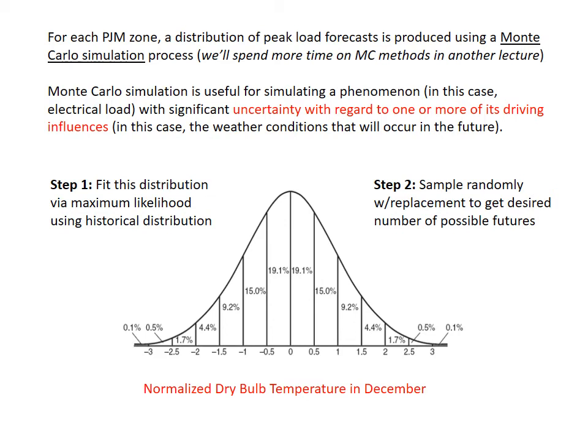But we do know that over the last 20 years, we have all this data about what temperature has been in December. We can put all that data together and come up with a probability distribution, something that has a mean and a variance. Then in step 2, we can sample randomly from that distribution to get a bunch of different possible values of temperature in December, which we can put into our linear regression. When we do that, we get a distribution of possible December electricity demand as well.